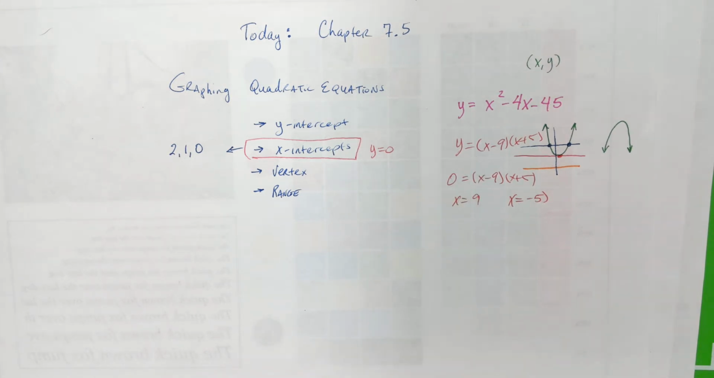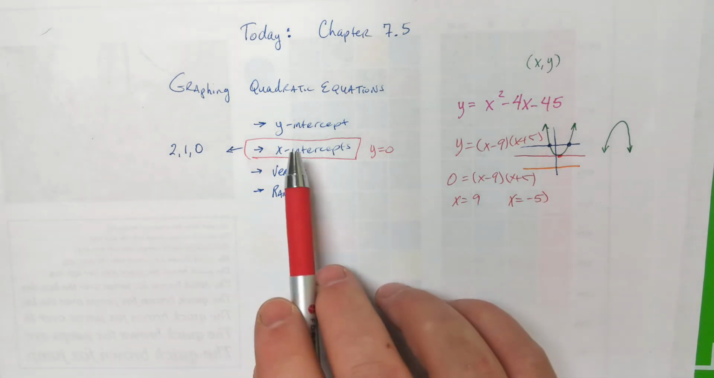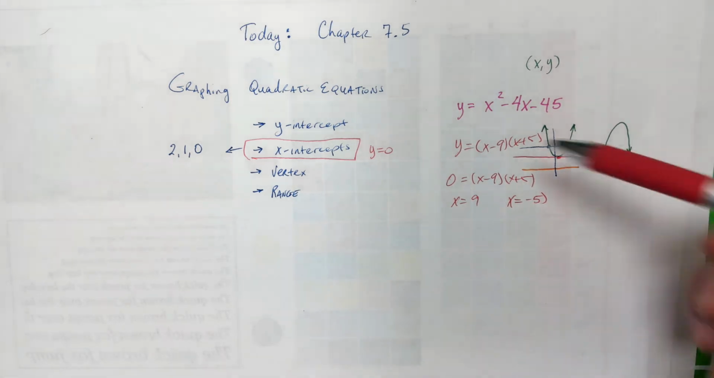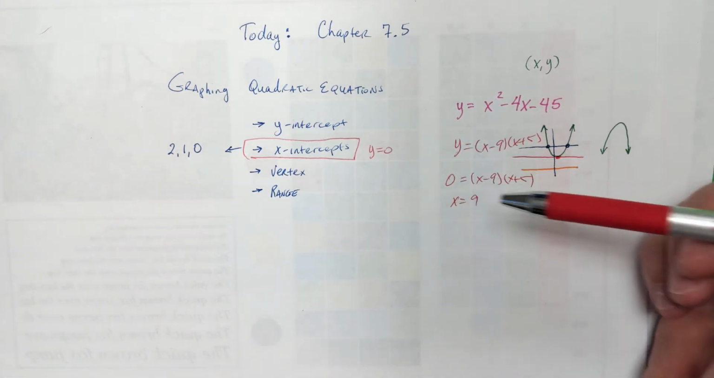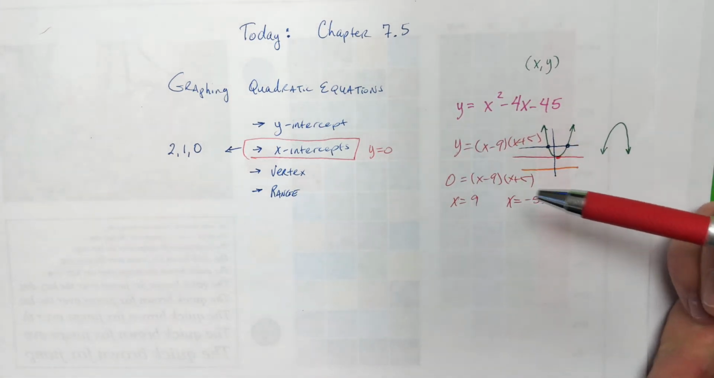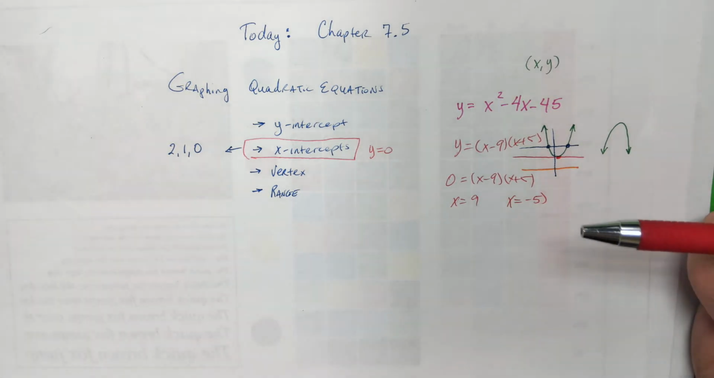Alexa, is that good? No? What's your question? That problem you did. Why is that 0? Because for the x-intercepts, y always equals 0. So we put 0 for y. For the x-intercept, y is always 0. Yes, y equals 0 for all x-intercepts.